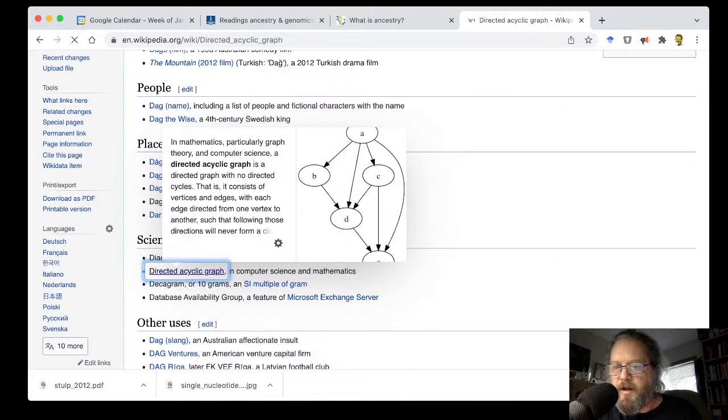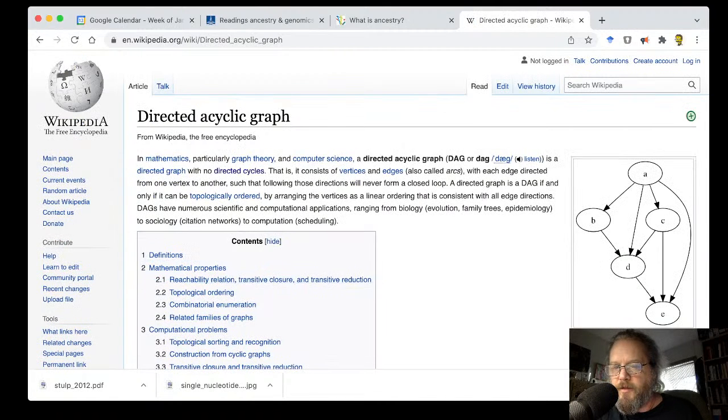So basically, the circles are nodes, the lines are edges, as they're also called, and so basically a cyclic graph: A would connect to B, B would connect to D, D would connect to C, and then C would connect back to A. That's a cycle. So an acyclic graph, if you notice, the arrows don't go back. So that's kind of like a pedigree, right?